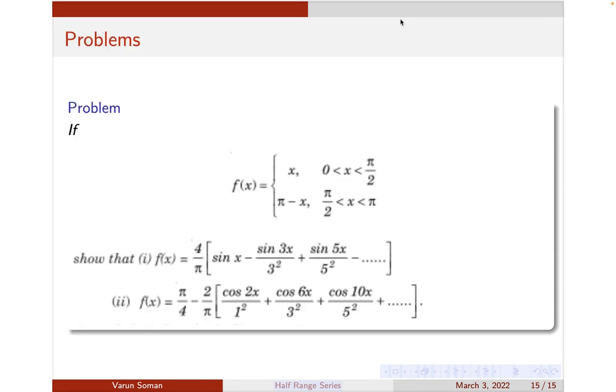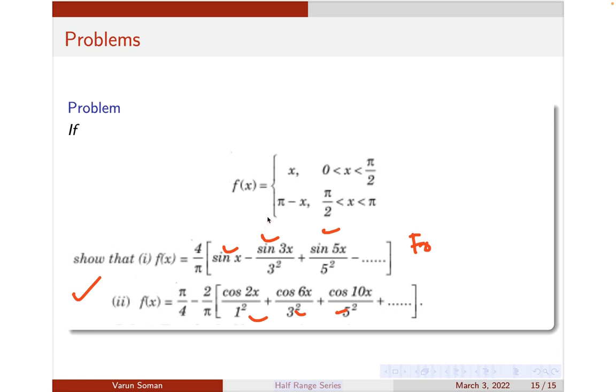Here they have not asked you to find the Fourier sine series or cosine series expansion. They have just asked you if f of x is equal to this, show that this is the result here. It's very simple. If you look at these expansions here, the first expansion will only contain sine terms. So this is actually your Fourier sine series expansion, and the second expansion only contains cosine terms. So this is actually your Fourier cosine series expansion. So just expand this function as a Fourier sine series and also Fourier cosine series and see what you will get. See whether you are getting this value also. Okay, it's very straightforward calculation.